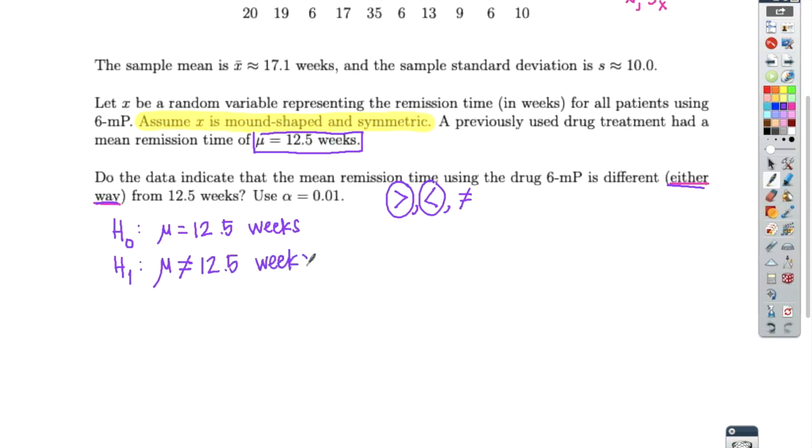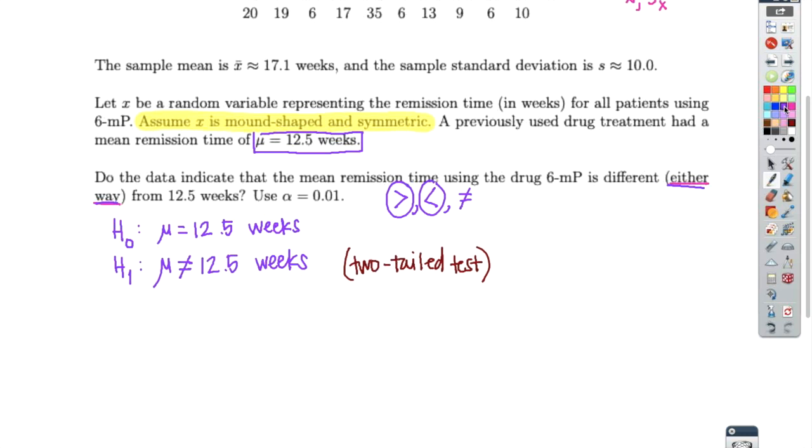weeks. So now that we have that written down, we can classify this test. Because it's not greater than or less than, it's both. We say this is a two-tailed test. We're testing both sides. This is a two-tailed test.